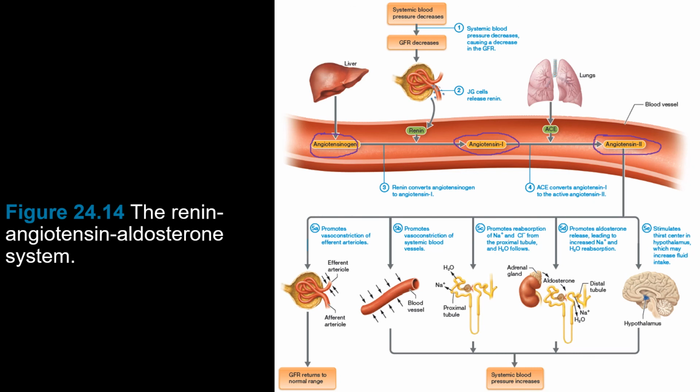And all of those are going to have those effects that I just talked about. They're going to constrict the efferent arteriole, promoting filtration. I'm sorry, they're going to constrict systemic blood vessels. They're going to pull water and sodium out of the proximal tubule. They're going to pull water and sodium out of the distal tubule and the collecting system because of aldosterone. And they're going to stimulate the hypothalamus and its thirst center. So it's going to make you drink more water, it's going to increase your blood volume, and it's going to raise blood pressure. All of that in an effort to get glomerular filtration back up.